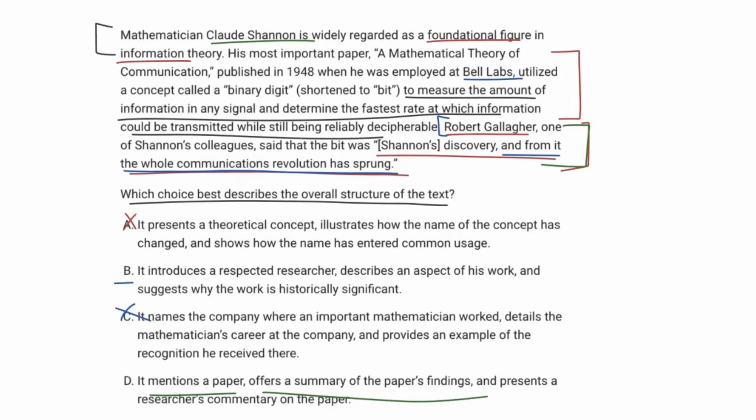When Robert Gallager, the colleague, says "Shannon's discovery," this is the only mention of attributing it back to the paper, and "from it the whole communications revolution has sprung" is really giving all the credit to Claude Shannon instead of specifically critiquing or praising what's in the actual paper, right? And B just works so much better, introducing that respected researcher, which D does not. D just says straight up it mentions the paper without mentioning the most important part, the main character in all of this, which is Claude Shannon. Therefore, our answer choice here is going to be B.